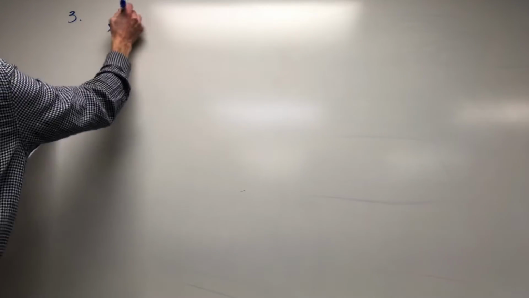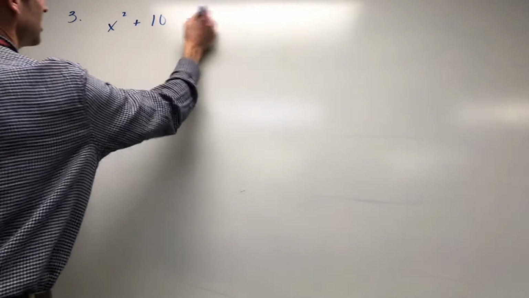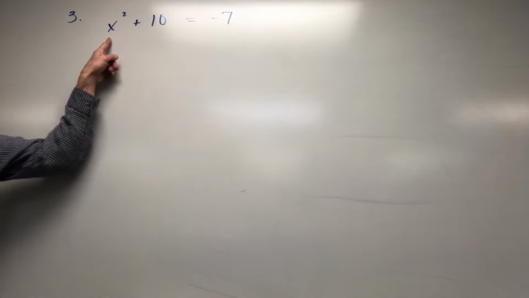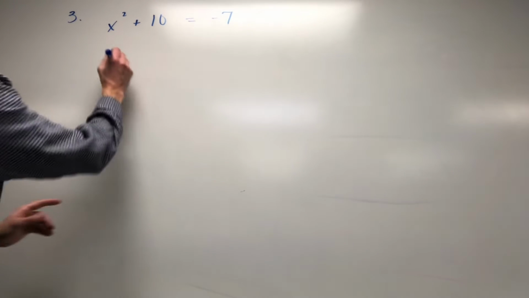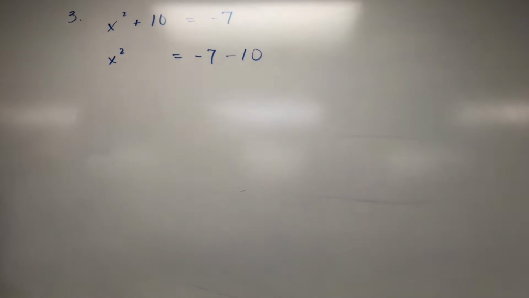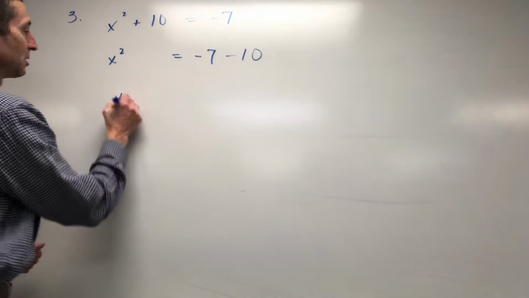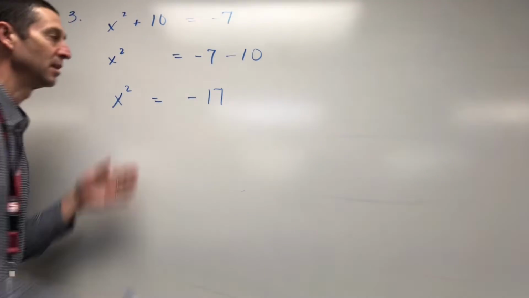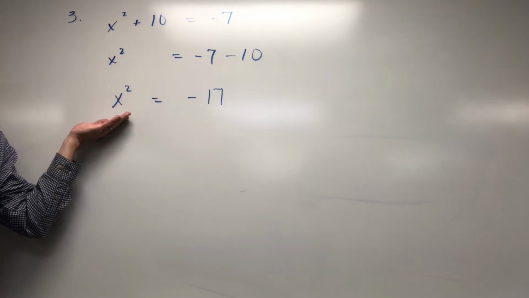All right, let's throw some tricks at you. That was number 2. Here's number 3. Oh, this one won't be too bad. X squared plus 10 equals negative 7. All right, again, we're trying to solve for x squared. Got to get the 10 out of there. So we've got x squared equals negative 7 minus 10. We clean that up. Boom. You have x squared all by itself.